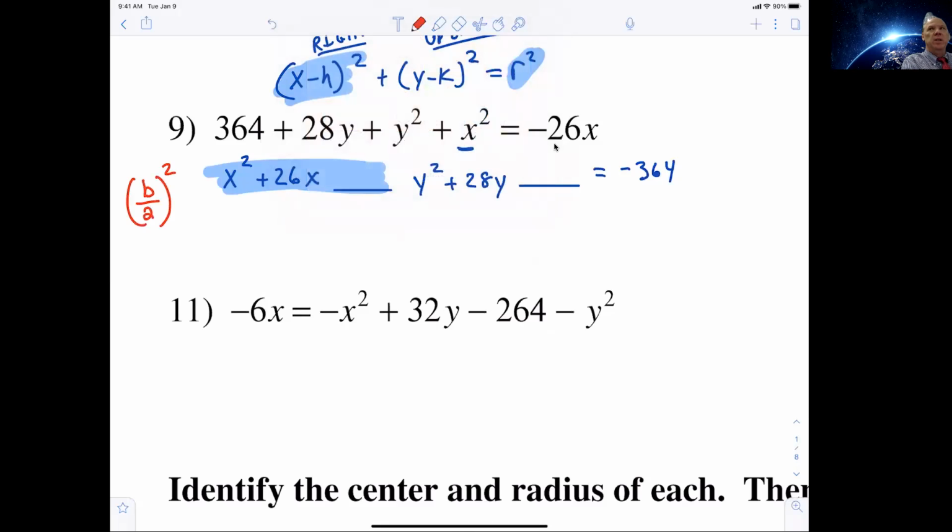So what's half of 26? And then 13 squared. Thank you very much. So you're adding 169. Now, if I do that to the left side, I have to put plus 169 over here. All right, now we continue. What's half of 28 and squared? Yes, so we're adding 196.